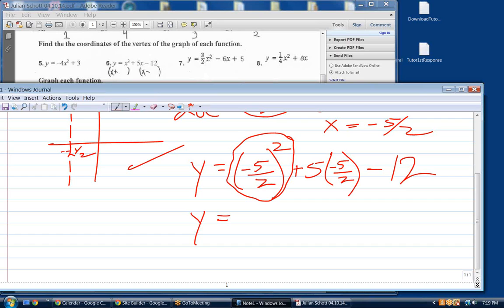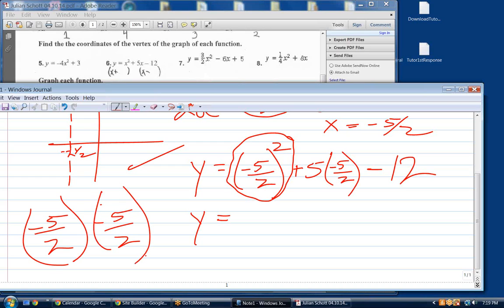-5/2. We're squaring it. So if I have a -5/2 times a -5/2, what's that equal to? How do you multiply fractions? Do you cross multiply? No. You multiply numerators and you multiply denominators. So -25/4. But negative times negative is what? Positive. So it's 25/4. We'll leave it like that for a moment.